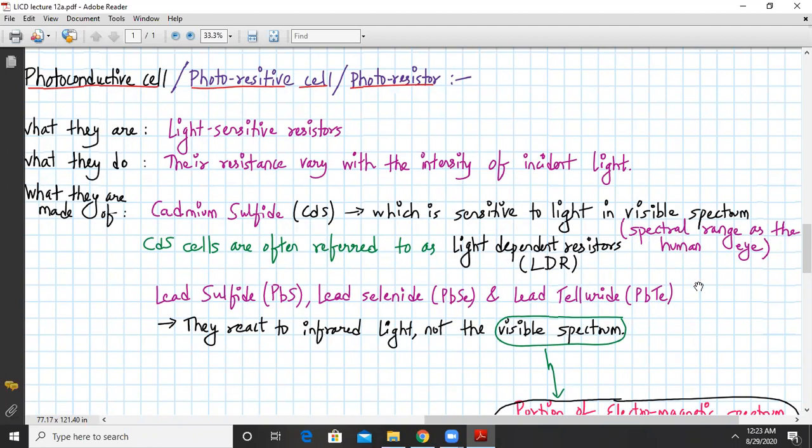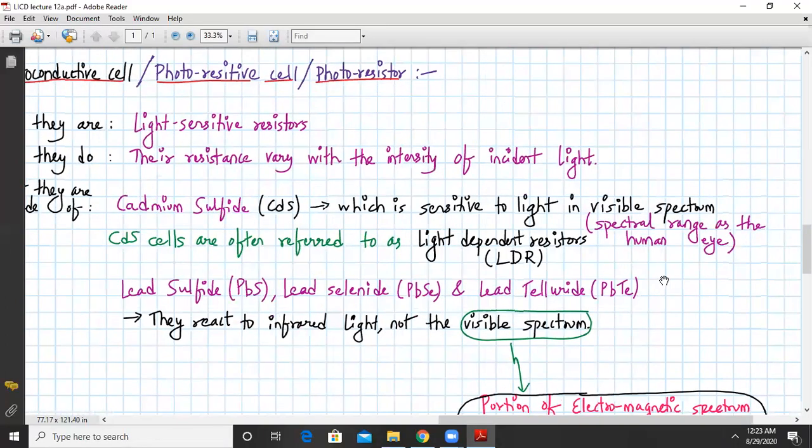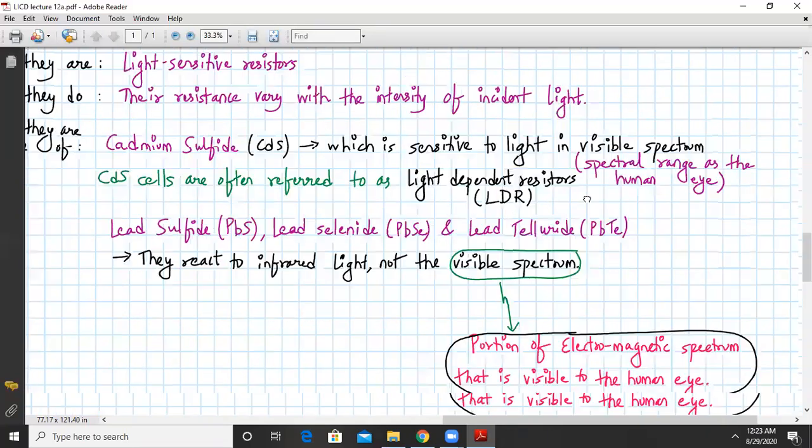Now, visible spectrum is the spectral range for the human eye, right? So, cadmium cells are often referred to as light dependent resistors. I guess most of you might have heard of LDR. Next, the other materials are lead sulfide, lead selenide, and lead telluride. So they react to infrared light. All these three materials react to infrared light and not the visible spectrum.